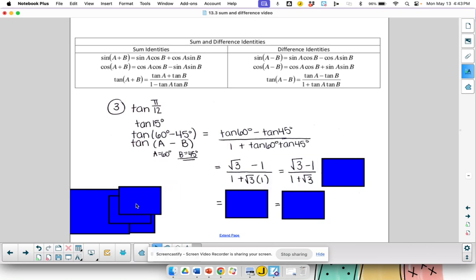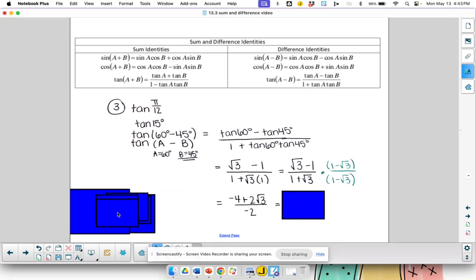I'm going to simplify my denominator. And now I have to rationalize. I can't leave the radical in the denominator, so I'm going to multiply this fraction by the conjugate of the denominator on top and bottom. I'm allowed to do this because I'm multiplying by 1. And then I'm going to FOIL out the numerator, FOIL out and multiply out the denominator. And then at this point, I'm going to do sharing is caring. So I'm going to divide that negative 2 into the negative 4. And I'm going to divide the negative 2 into the 2 root 3. And so this is my final answer.